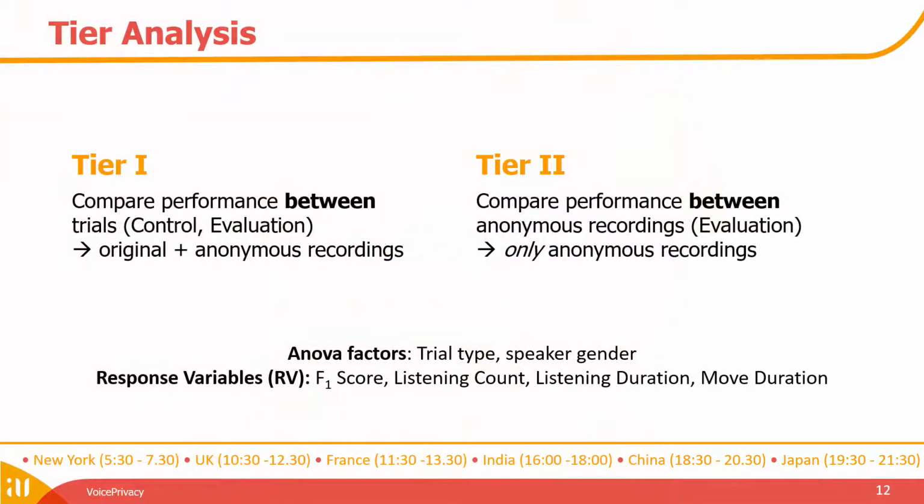A 2-tier analysis was conducted. Tier 1 examined the effects of anonymized recordings mixed with the original recordings over the course of the trials. Tier 2 looked at the effects between the anonymized recordings between systems during the evaluation trials. Several response variables were used in our ANOVA: the listening duration and the number of times spent listening to speakers, the time spent moving the points in the interface, and, to measure accuracy, the F1 measure score was calculated by identifying the centroid of each cluster. The mean and standard deviation for each variable was used.